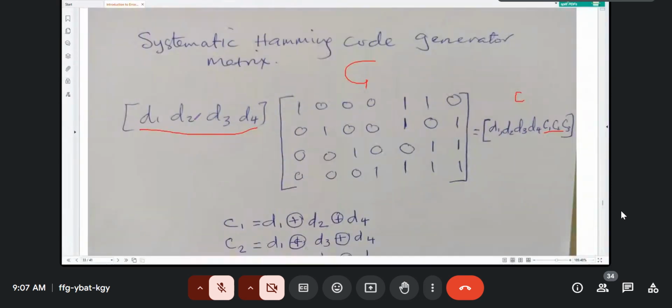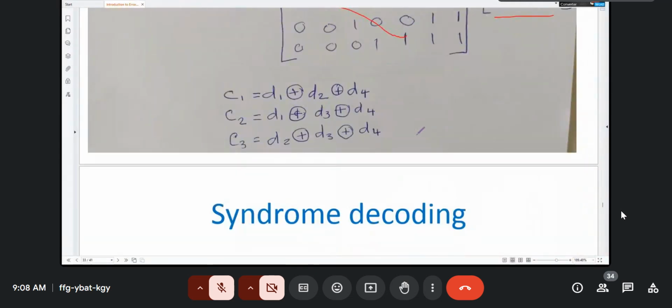To get C, you multiply this with this identity, so the first 4 bits will just be D1, D2, D3, D4, which is this one here. Now this one will be D1 plus D2 plus D4, because D3 will be 0. Then this other one will be D1 plus D3 plus D4. And C3 will be D2 plus D3 plus D4, because D1 will be 0 because of this 0.